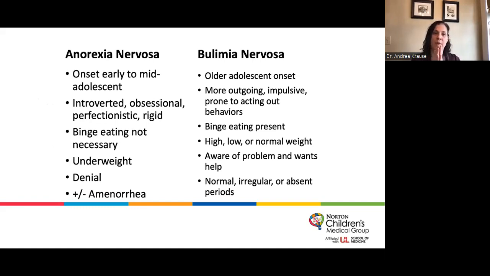It's kind of more this type A, obsessional, perfectionistic personality. And then with bulimia, there can be more impulsive behaviors that go along with the illness too. Another thing to be aware of is that while anorexia is always underweight, with bulimia you don't have to be underweight. You can be overweight, have normal weight, or be underweight. And then we talked a little bit about the denial or egosyntonic features and the ego dystonic features of bulimia.